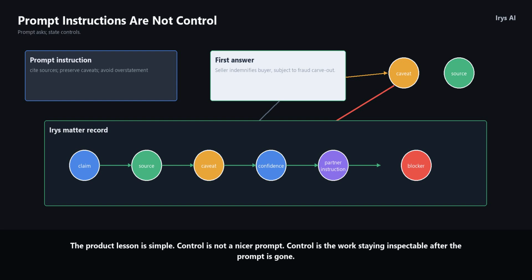The product lesson is simple. Control is not a nicer prompt. Control is the work staying inspectable after the prompt is gone.